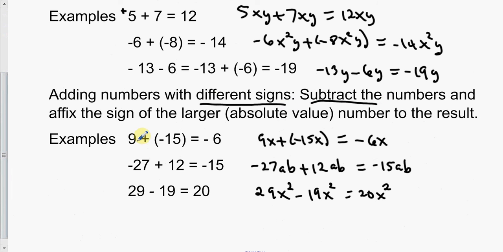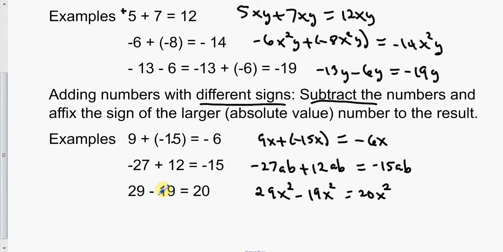When you subtract 9 and 15, if I subtract those two numbers, I get 6. And then the number with the larger absolute value, the largest positive number, I take its sign and I put it on the answer. Well, 15 is bigger than 9, so this becomes negative 6. Negative 27 plus 12, different signs, subtract, I get 15. 27 is bigger than 12. 27 is negative, so it's negative 15.